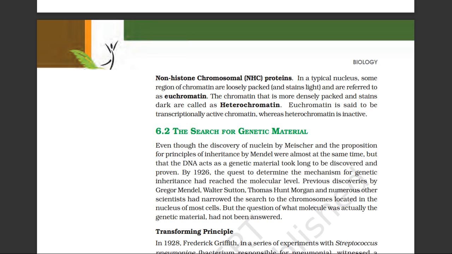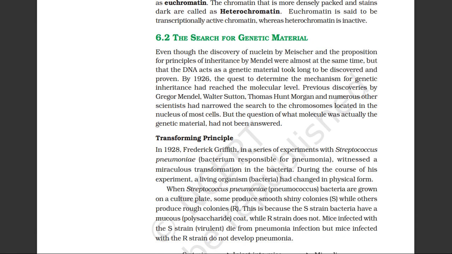By 1926, the quest to determine the mechanism for genetic inheritance had reached the molecular level. Previous discoveries by Gregor Mendel, Walter Sutton, Thomas Morgan, and numerous other scientists had narrowed the search to chromosomes located in the nuclei of most cells. But the question of what molecule was actually the genetic material had not been answered.